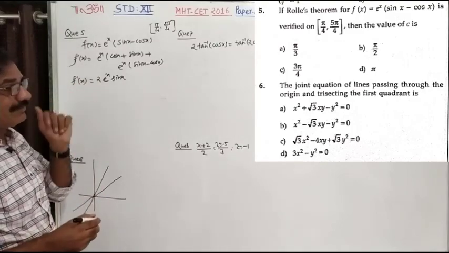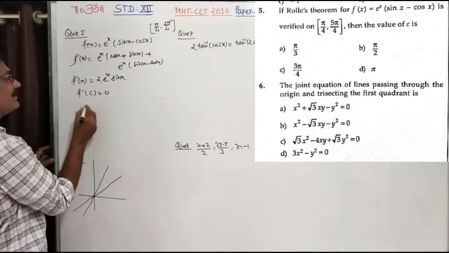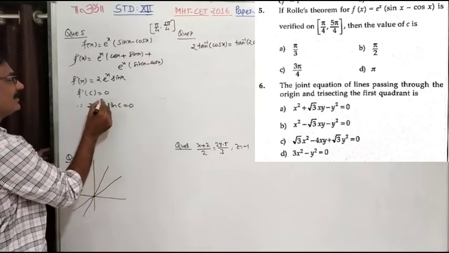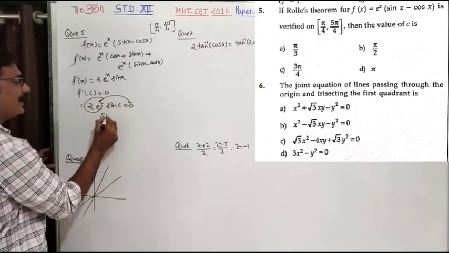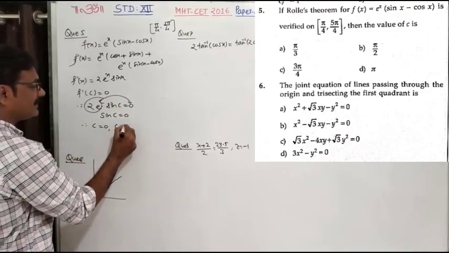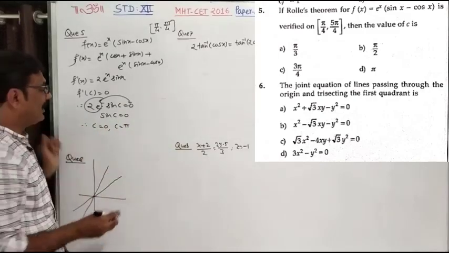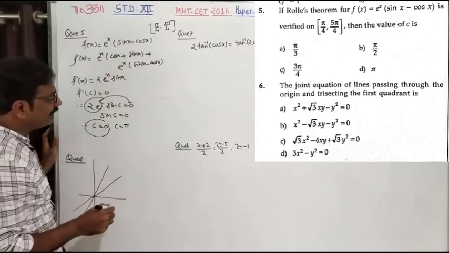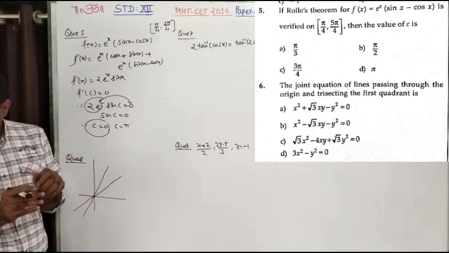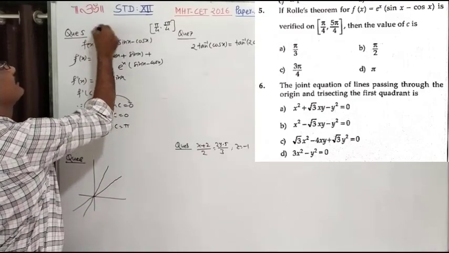As Rolle's theorem is valid for this interval, f dash of c must be 0. So 2 e raised to c into sin c is 0. The constants, take them to that side. So sin c is 0. c must be 0 and c must be pi, because sin 0 is 0, then pi, 2 pi, 3 pi, 4 pi. It doesn't belong to that interval, so c must be pi. Your question asks for the value of c, that must be pi, so the option is D.